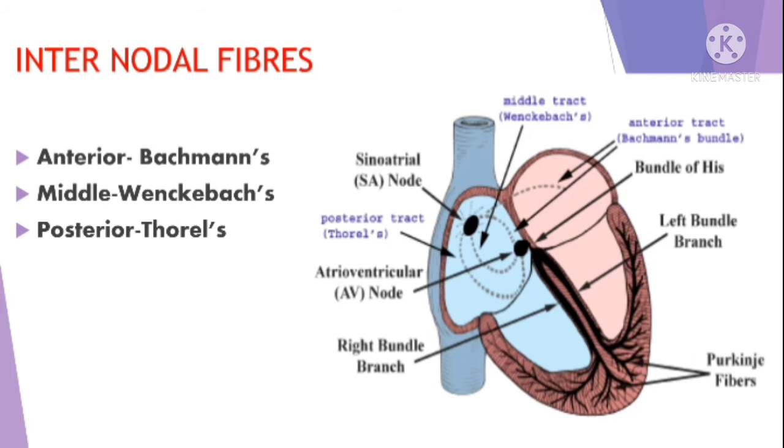There are three internodal fibers between the SA node and the AV node. We divide the fibers into anterior, middle and posterior. The anterior fibers are called Bachmann fibers, the middle fibers are called Wenckebach, and the posterior fibers are called Thorel.